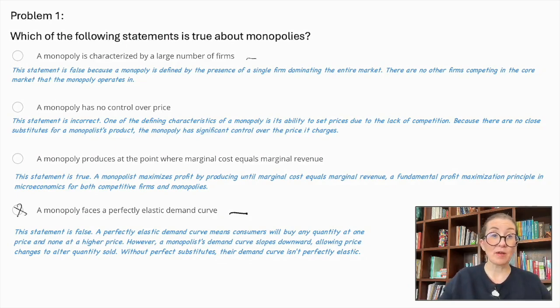Now, to the top. A monopoly is characterized by a large number of firms. This statement is false because a monopoly is defined by the presence of a single firm dominating the entire market. There are no other firms competing in the core market that the monopoly operates in. So that is incorrect. A monopoly has no control over price. This statement is also incorrect.